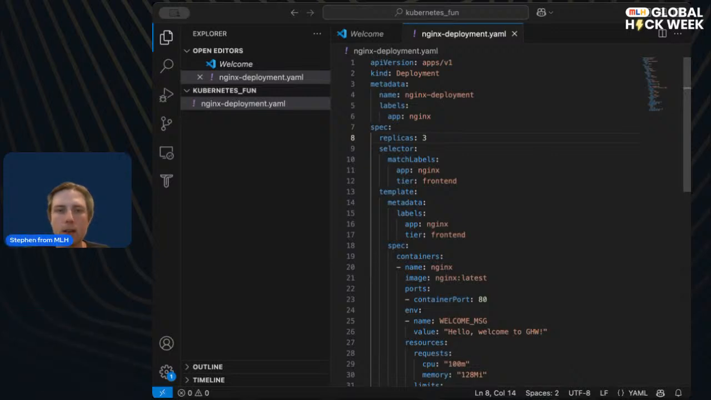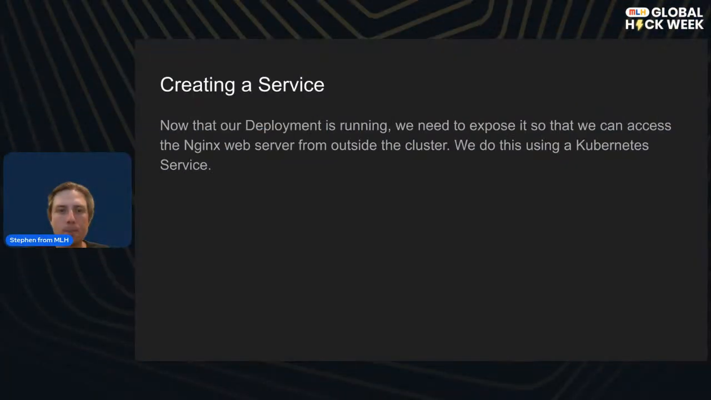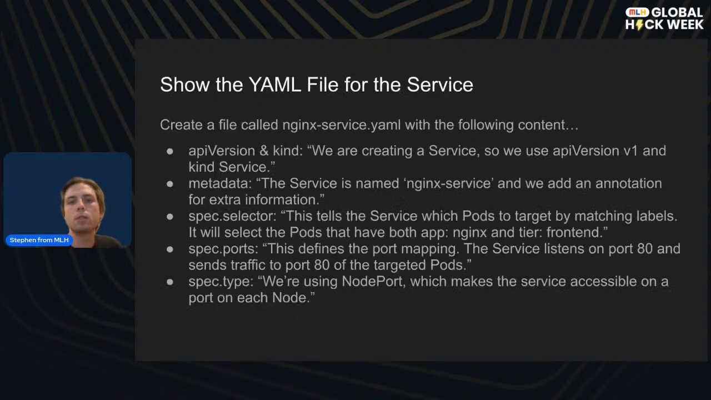Let's go back to our slides now, and we'll talk about services. Creating services. If you remember, services is how we expose our cluster to resources outside of the cluster. We're going to want to expose this deployment, now that it's running, to access the Nginx web server from outside the cluster. We do this using a Kubernetes service. I'll show the YAML file for the service.